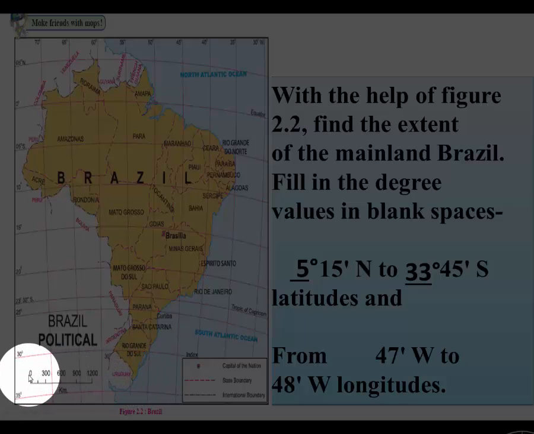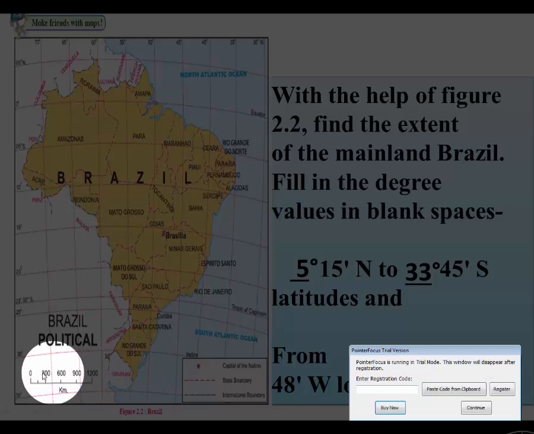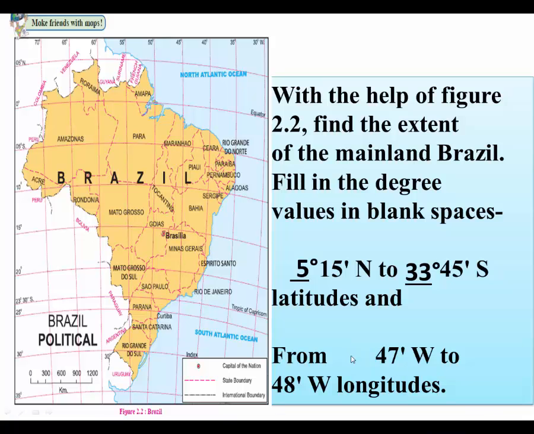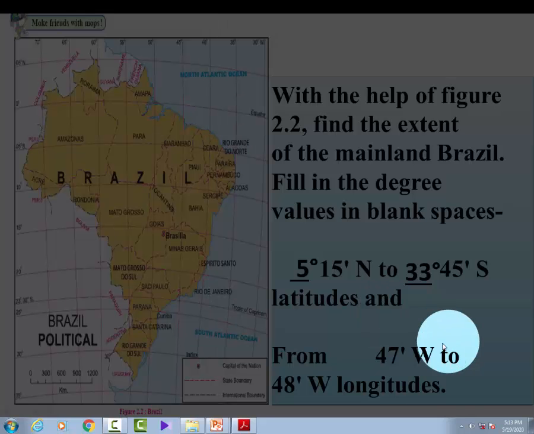From south, it's between 30 to 35 degree. Okay, 30 to 35 degree latitude from south. Okay, 30 to 35 means approximately we can say that 33 degree and 45 minute south latitude.